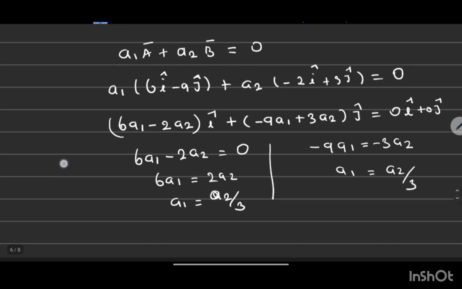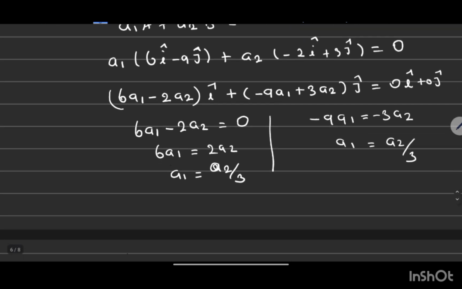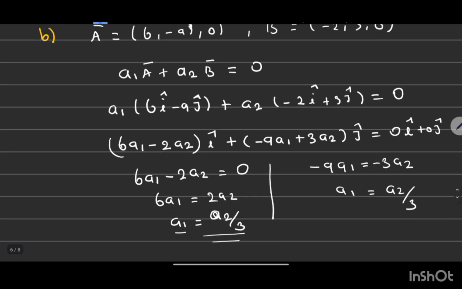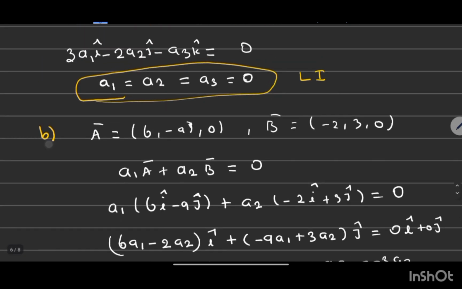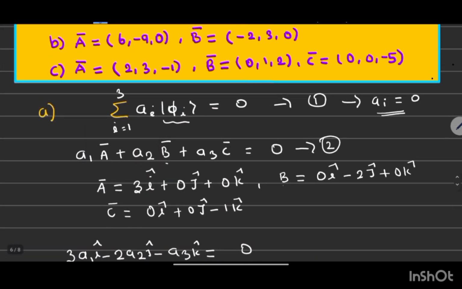So here you can see that they are not linearly independent. a1 is equal to a2 divided by 3, so this set of vectors a and b is not a linearly independent set. They are a dependent set, linearly dependent. Let's check this condition for the third set of vectors.